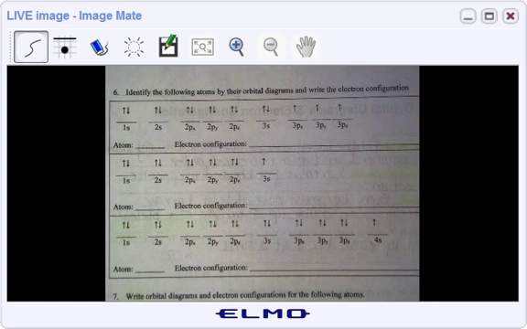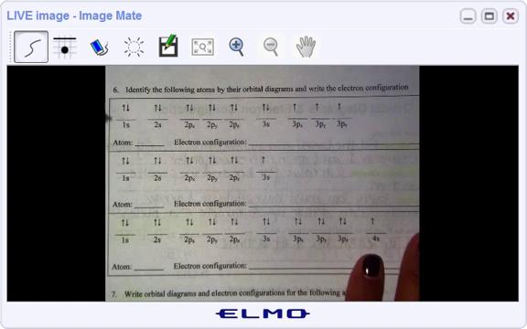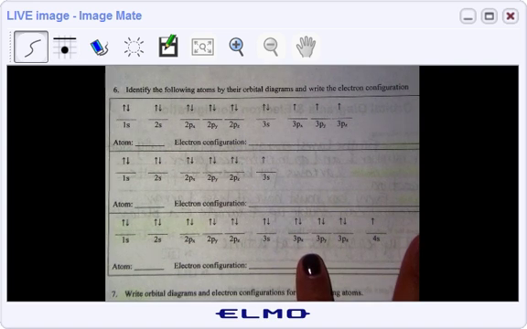Now let's get some practice in for 6, okay? The arrows are the orbital diagrams. They did not enclose the boxes, and that's fine. When we do orbital diagrams, we enclose the box like that.